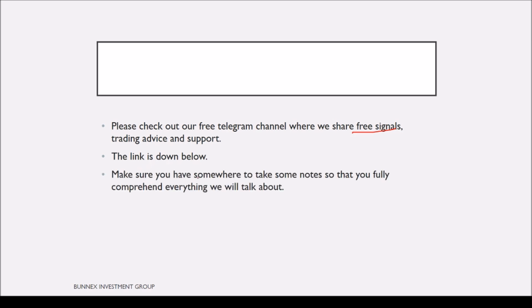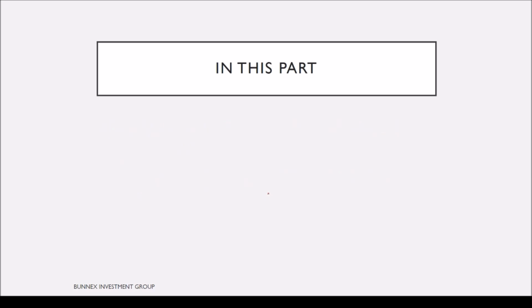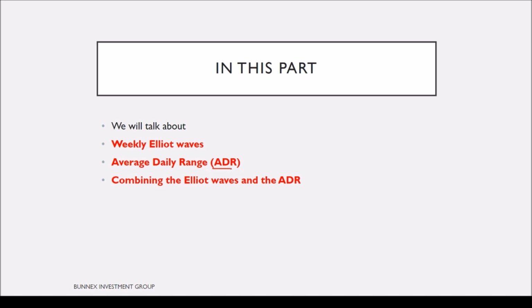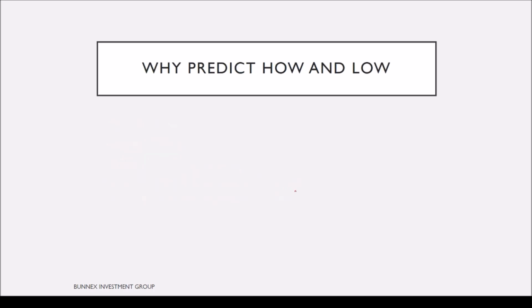Make sure you have somewhere to take some notes so that you fully comprehend everything we will talk about. So in this part, we will talk about the weekly Elliott waves, average daily range or ADR in short, combining the Elliott waves and the ADR, then steps in predicting the high of week or low of week.